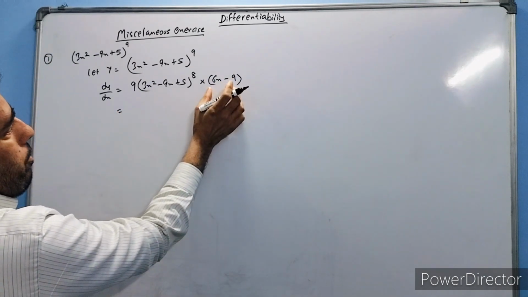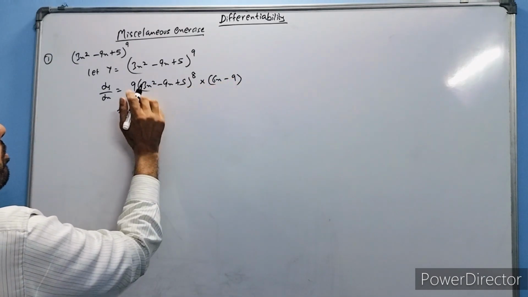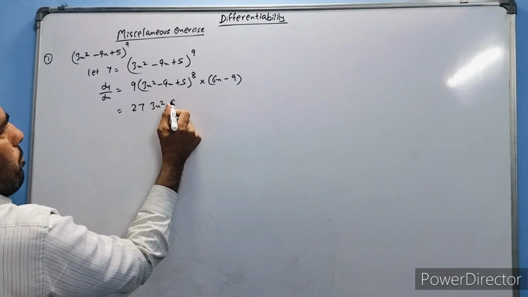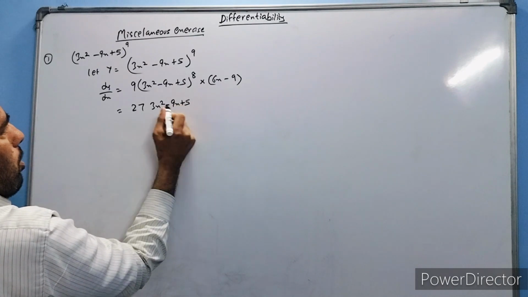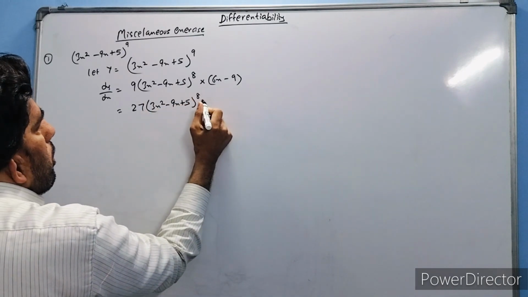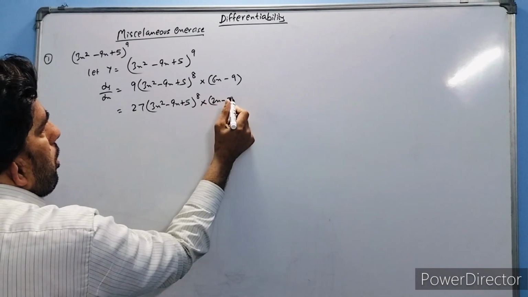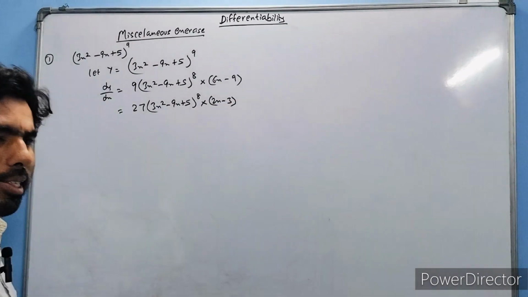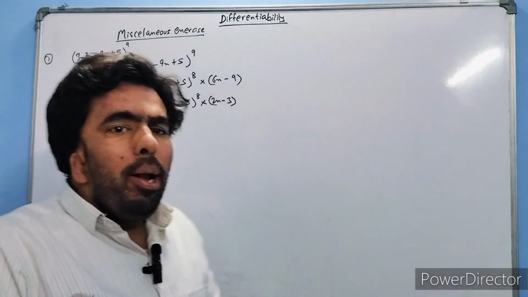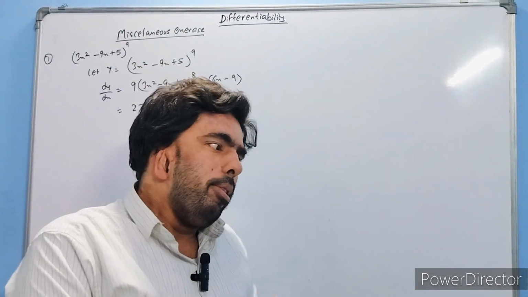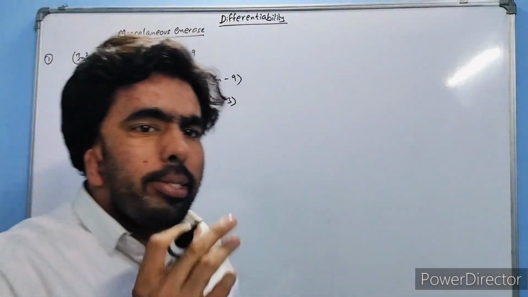Okay, so I can take 3 common from here. So 3 into 9, it will be 27. So we have 27 into (3x square minus 9x plus 5) power 8 into, we have taken 3 common, so we have (2x minus 3). So that is how we are able to differentiate the given function. So now let us try to solve the second question.